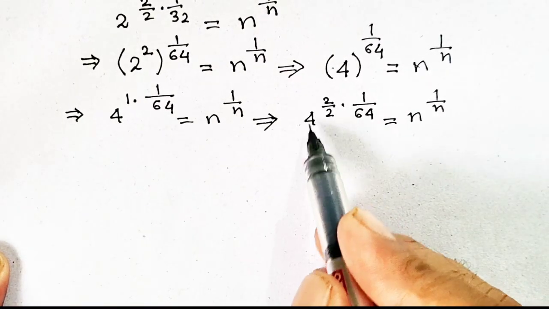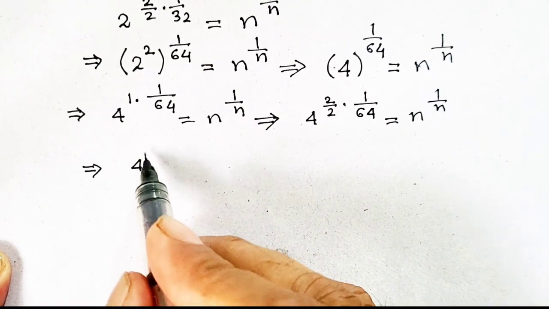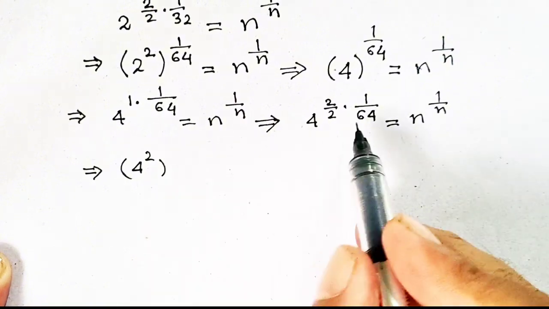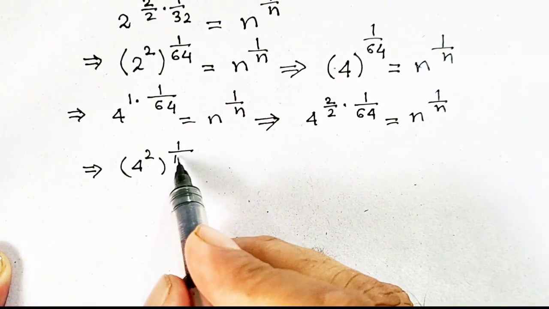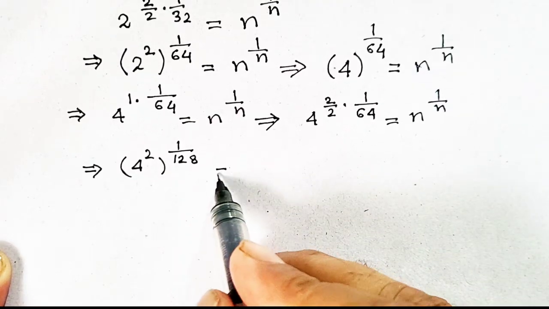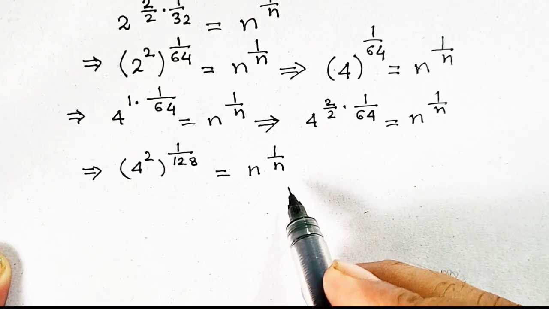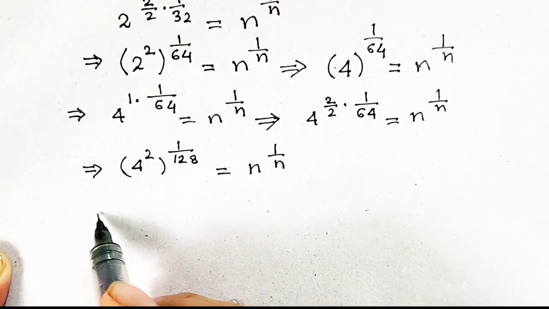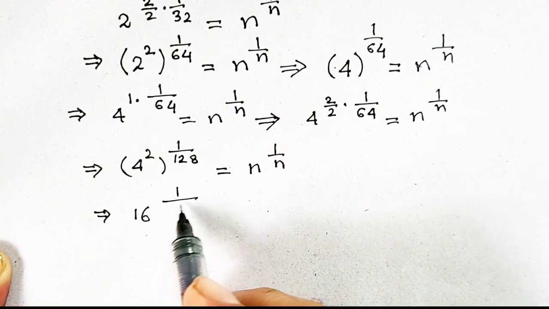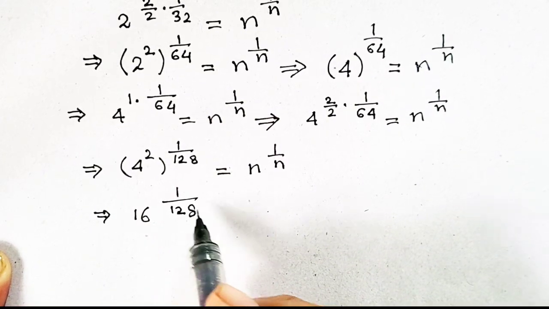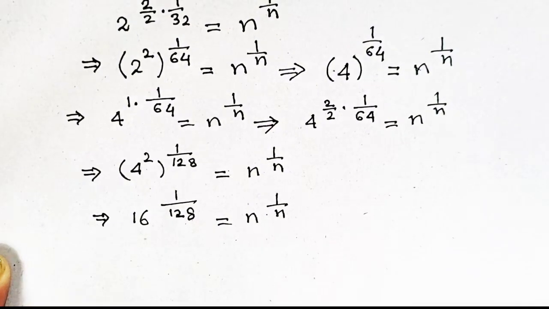Now we will write this one as 4 square inside the bracket, and this 2 is multiplied with 64 to get 1 over 128, and that is n raised to power 1 over n will be as it is. This is 16, so it has power 1 over 128 is equal to n power 1 over n.